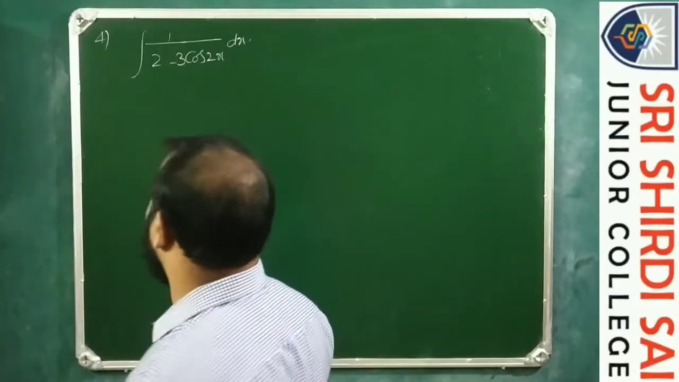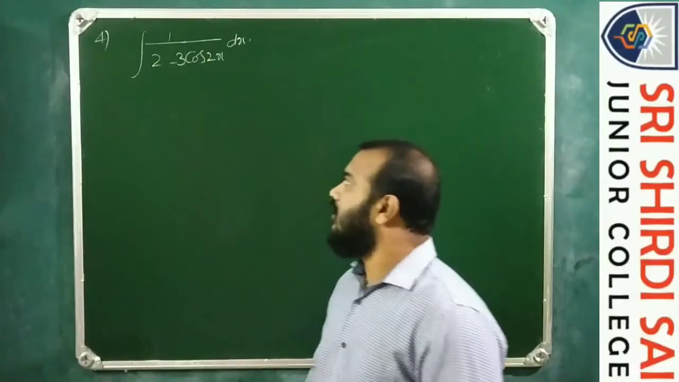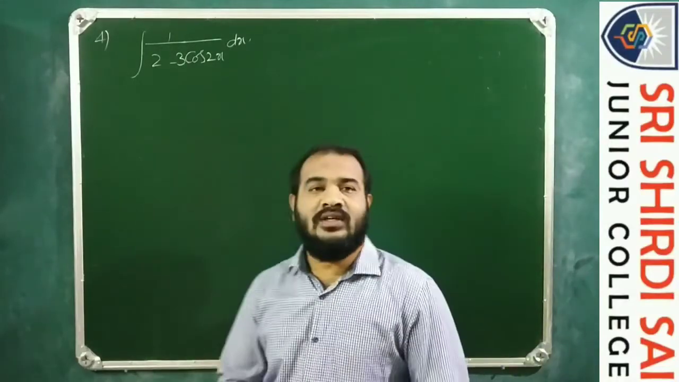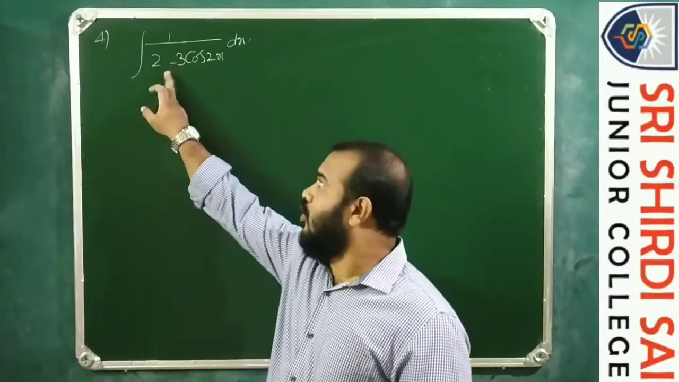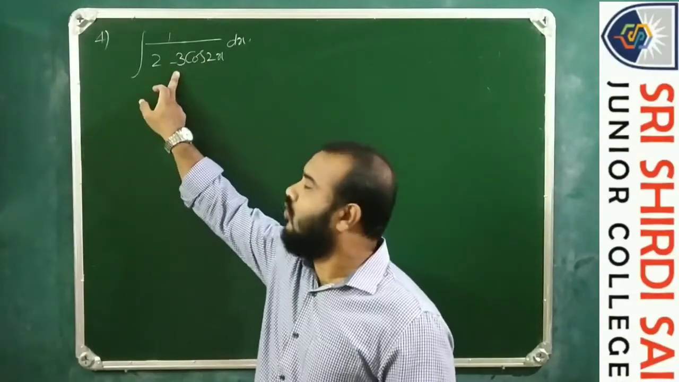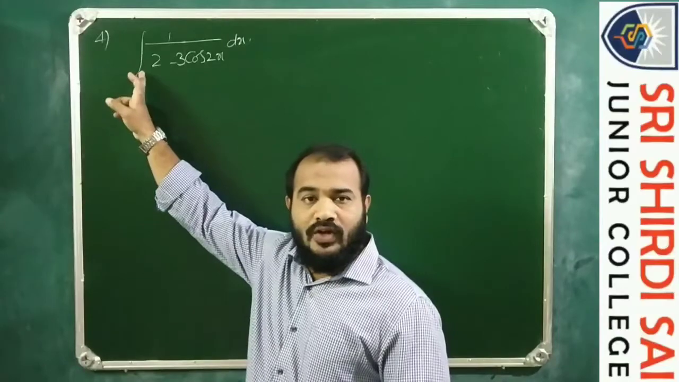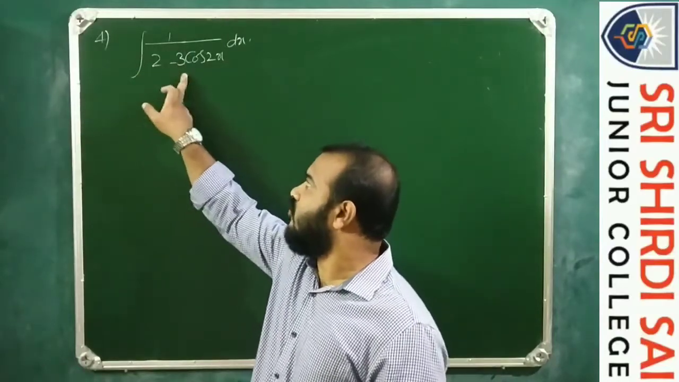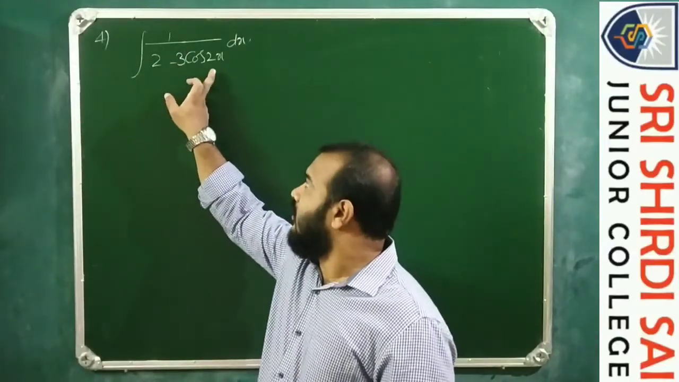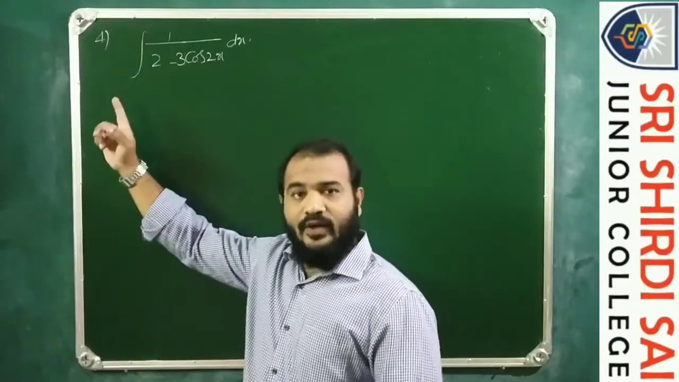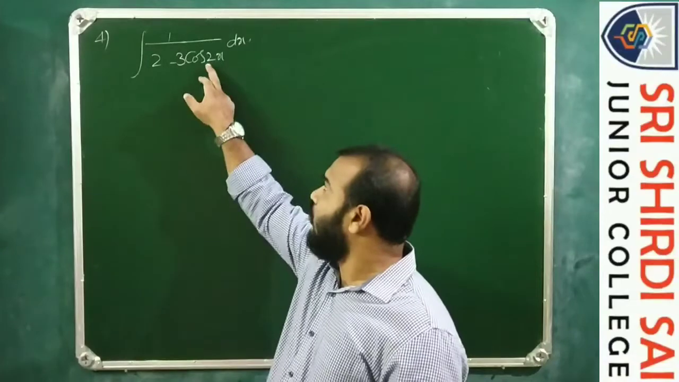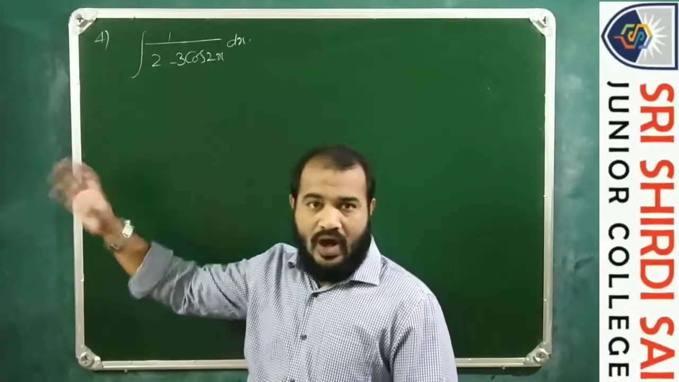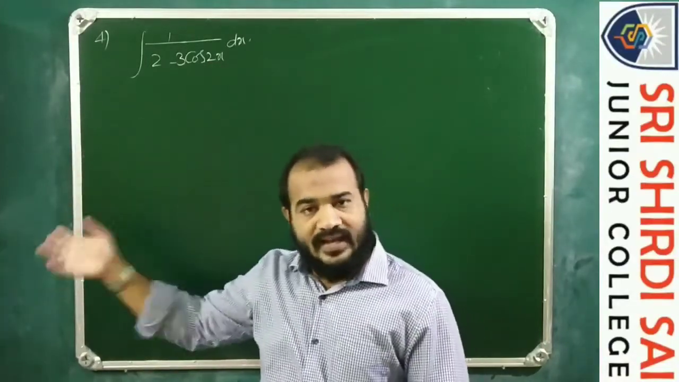So this is the fourth problem from third Roman. Integral 1 by 2 minus 3 cos 2x dx. Here the denominator contains trigonometric functions. In the previous problem, we also saw integral 1 by 4 plus 5 sin x. If x is there, we take tan x by 2 as t. Here 2x is there, so tan 2x by 2, half of it, which is x.